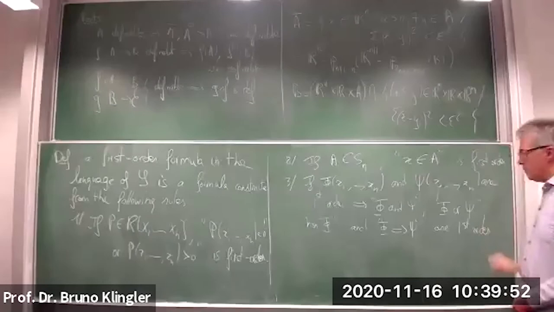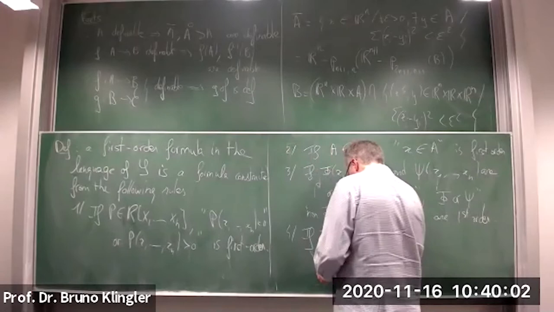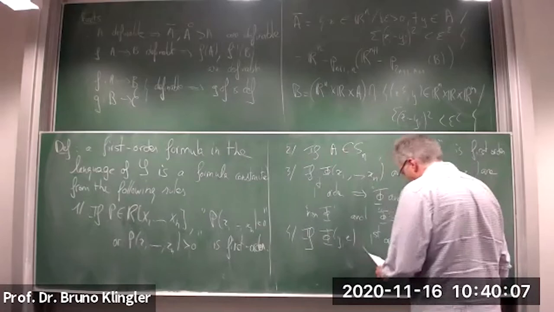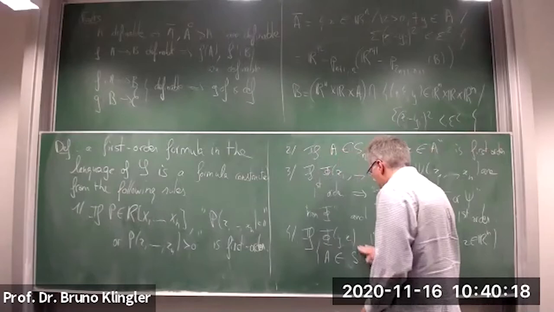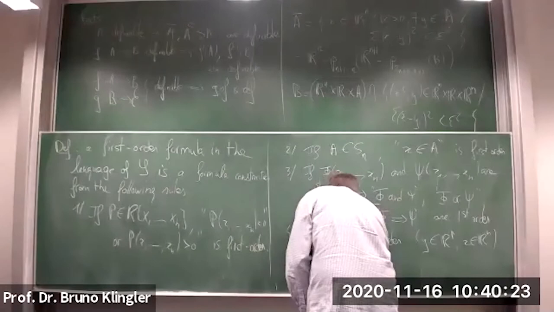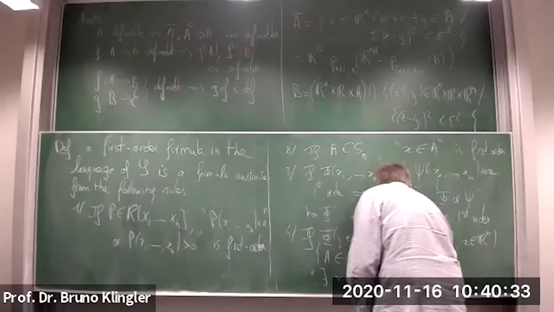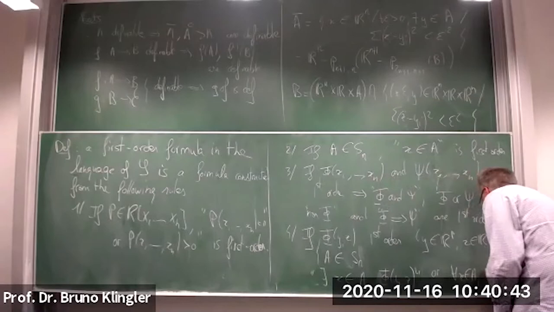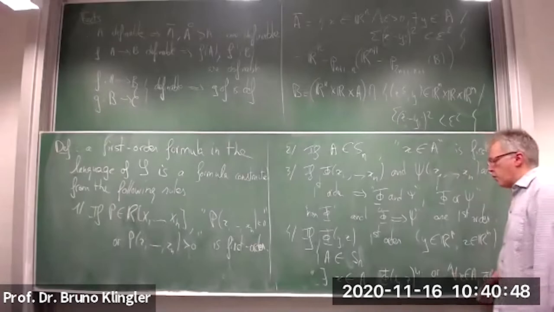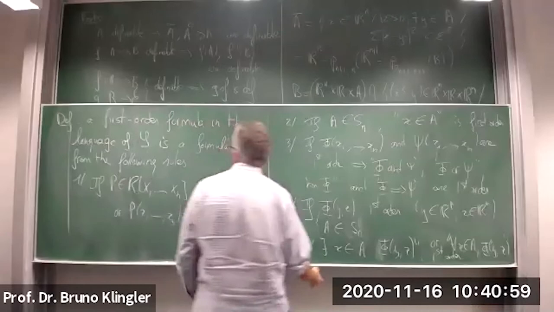And fourth is that if phi of y, x is a first order formula, where y is supposed to be in R^p and x in R^n, and if A is in S_n, then the sentence there exists an x in A such that phi of y, x, or for all x in A phi of y, x, is still a first order formula. So this is a rough definition of what a first order formula related to a structure is.